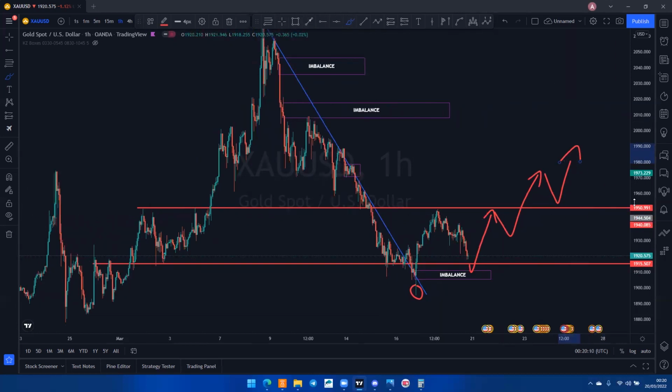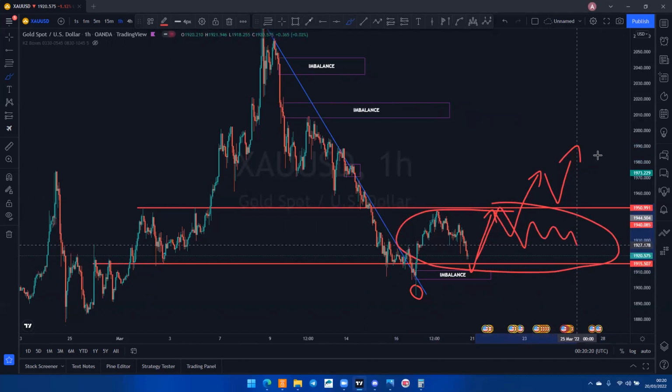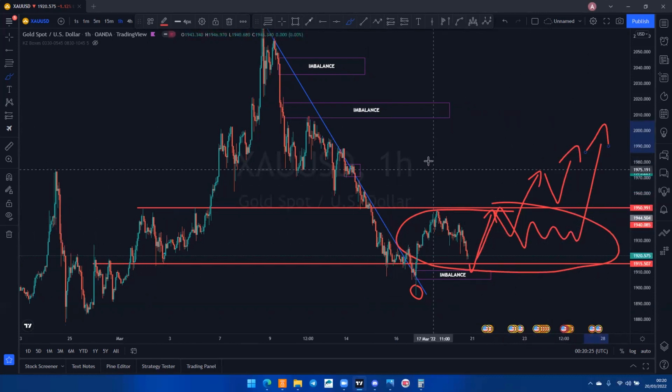So that's pretty much it for that forecast. You can see that I'm expecting bullish price action to occur. It may stay within this consolidative area where price could just range before making its push to the upside. But I'm still expecting bullish price action.